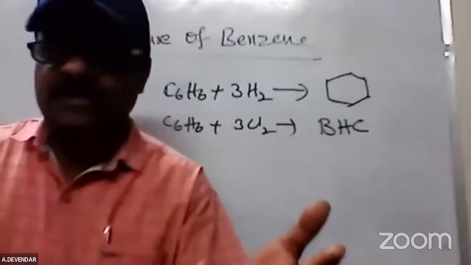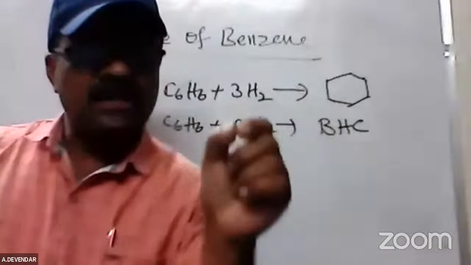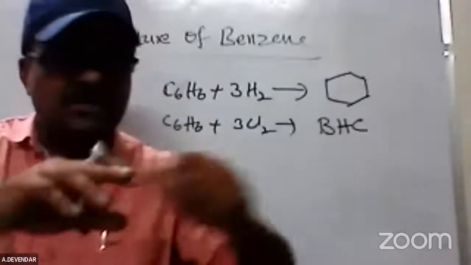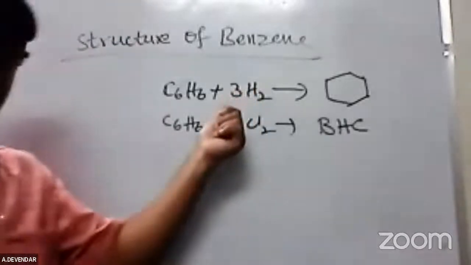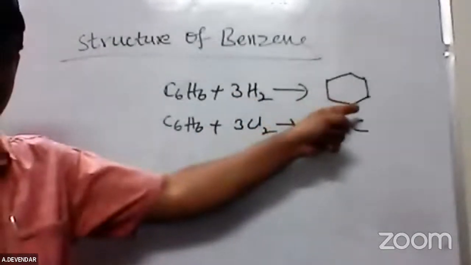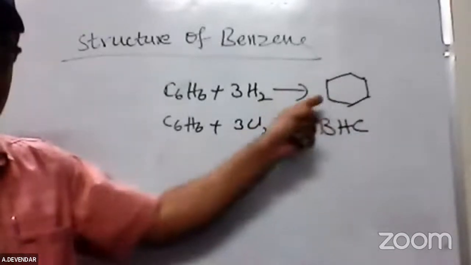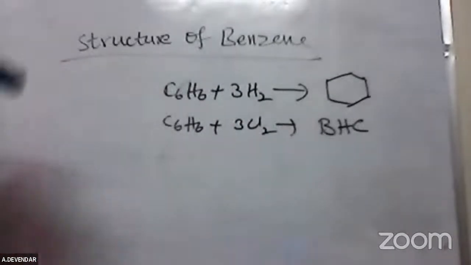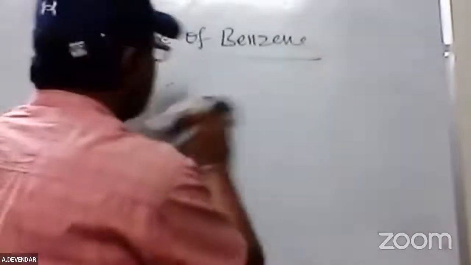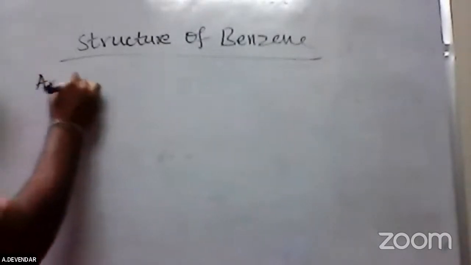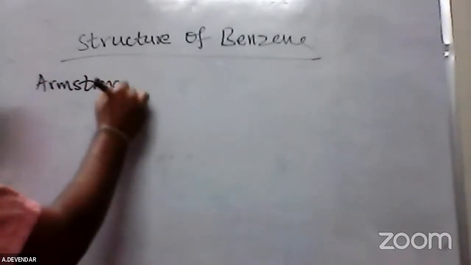Previously, the benzene structure was written as CH2 double bond CH, single bond, CH triple bond CH, like that. It is a straight chain structure. But when seeing the addition reactions, hydrogenation or halogenation, we get a hexagonal cyclic ring. So benzene may have a cyclic ring. They drew it like that, Bayer and Armstrong. That is the Armstrong and Bayer structure.